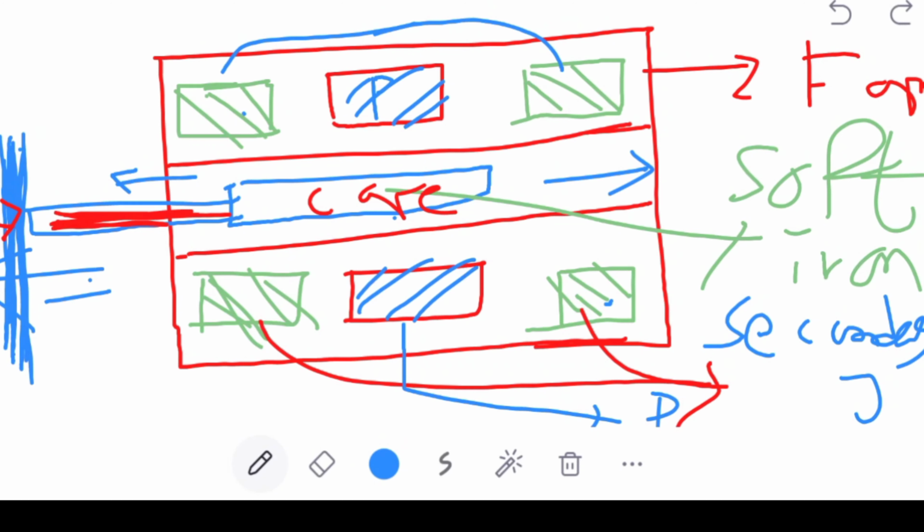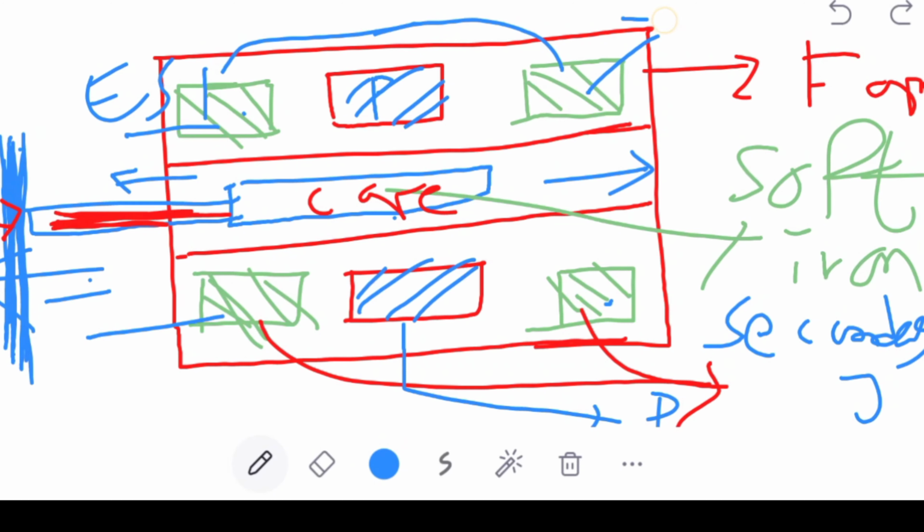The two secondary windings are connected in series but in opposition. Assume that the EMF induced in secondary winding 1 is ES1.